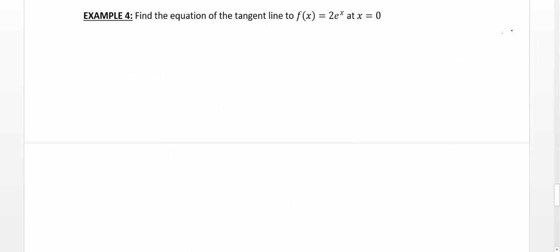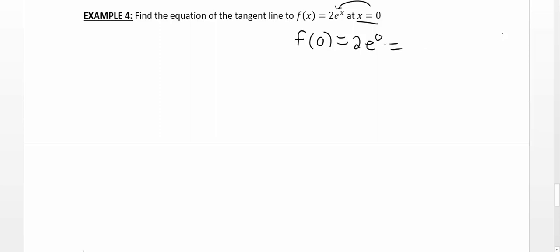Example 4. Find the equation of the tangent line to f of x equals 2e to the x at x equals 0. So remember, to find the equation of a line, we're going to need a point and a slope. Our point we get by taking our x value and plugging it into the original function. Because again, this is the one point that's shared by both the function and the tangent line. This is where the tangent line touches.